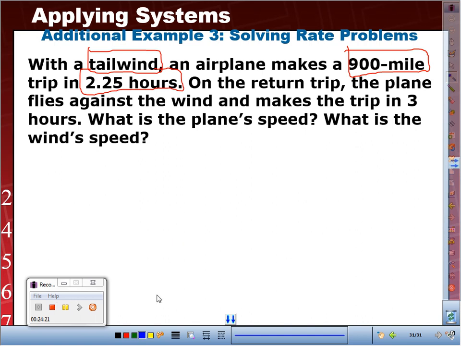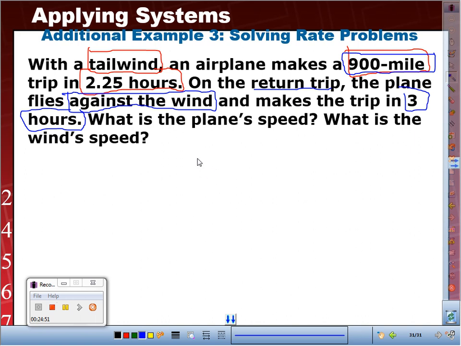I'm going to change colors now to blue, and it says on the return trip, okay, return trip, the plane flies against the wind. I'm going to box against the wind. And it makes the trip in 3 hours. But notice that they don't mention the distance again, because they assume we know, right? So what is the distance? I'm going to box it also in blue so that I know that I need to use 900 twice.